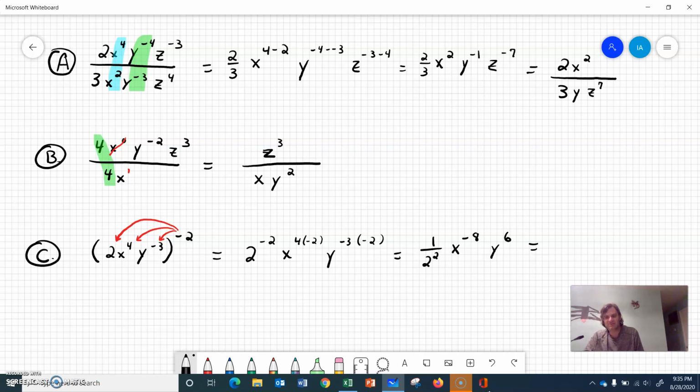So let's clean this up in one last swoop. For the number part, 1 over 2 squared, that would be 1 over 4, so we can just put the 4 on the bottom. If you want to write a 1 on top, you can. X to the negative 8 will go to the bottom as x to the 8th. And y to the 6 will stay on top. So you'll have y to the 6 all over 4x to the 8th.